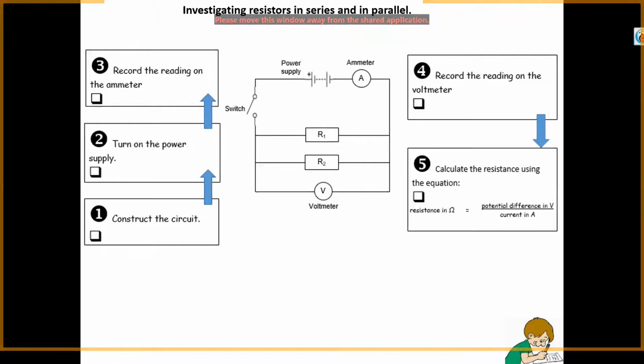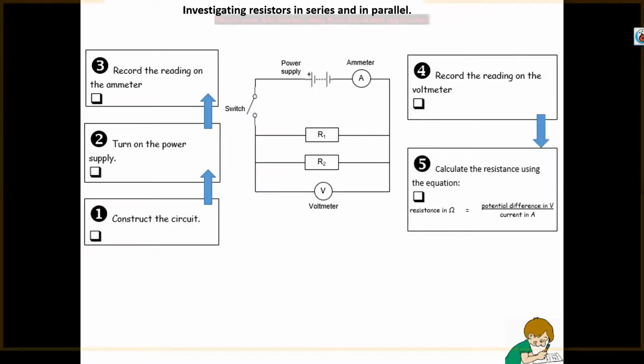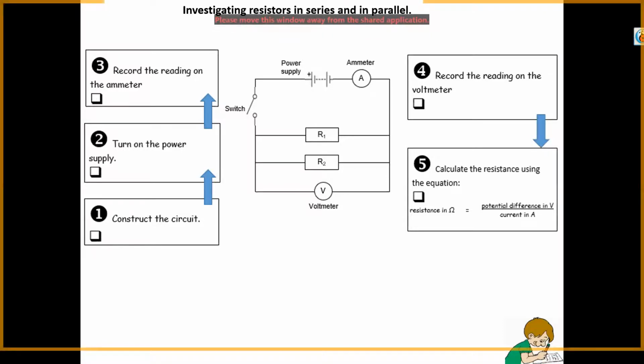Second experiment or version of this experiment is putting the resistors in parallel. So we would put the circuit together, as you can see there, with a loop for each resistor. We would use an ammeter to measure current and a voltmeter to measure voltage or potential difference. And then we can divide potential difference by current to find the resistance in that circuit.